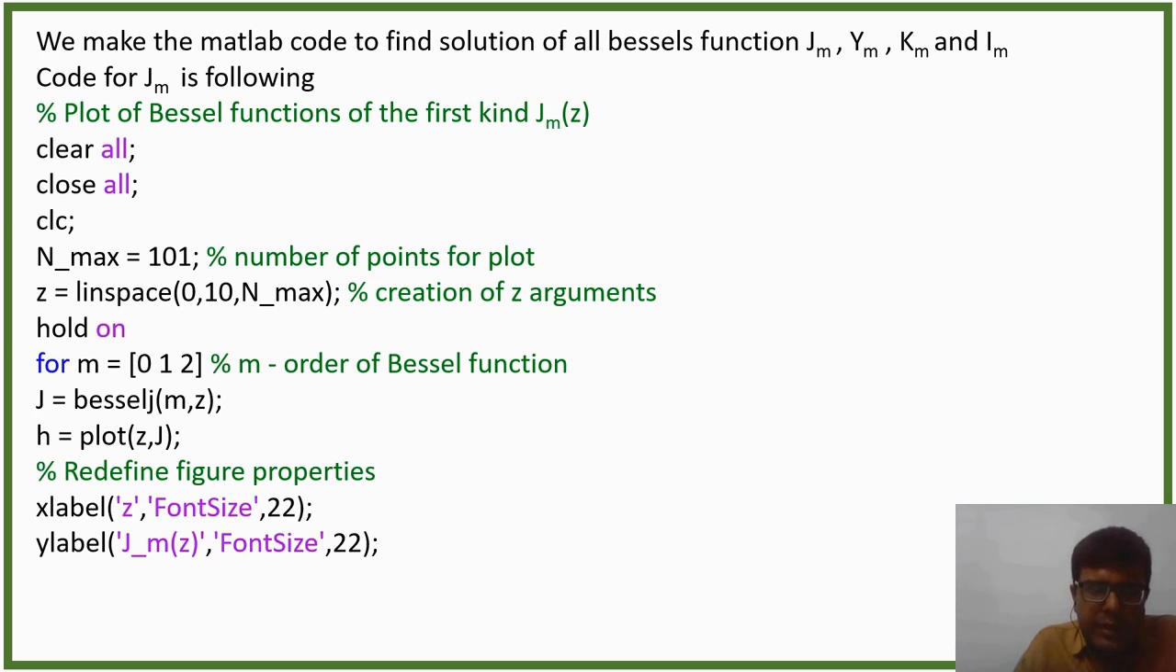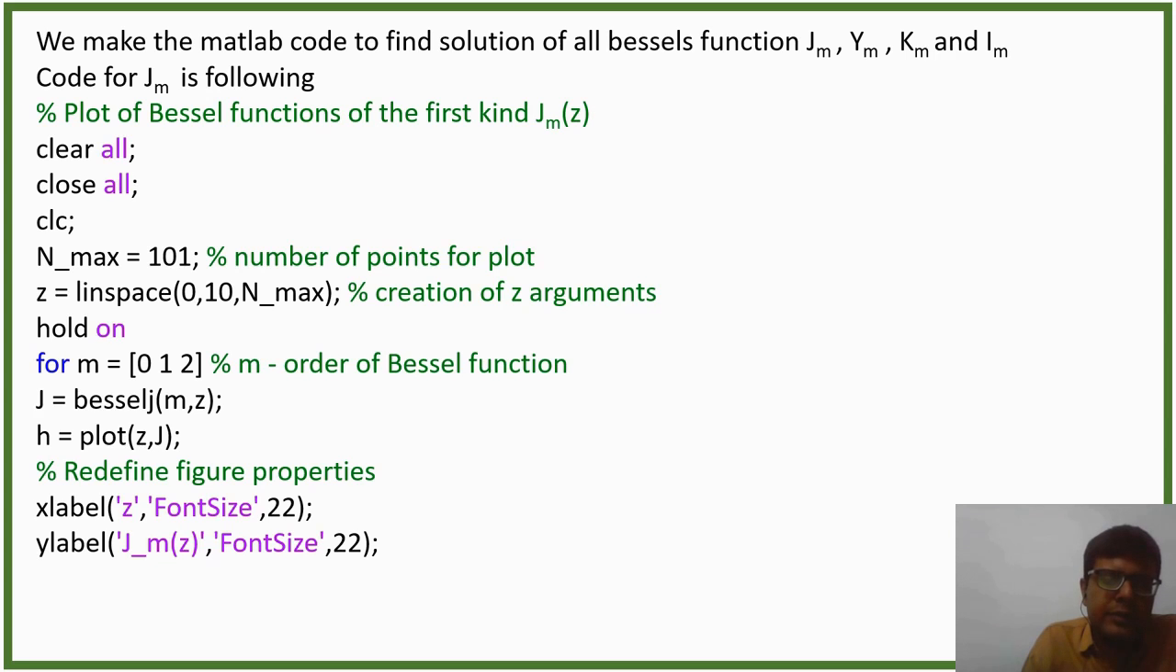We made the Matlab code to find the solution of all Bessel functions Jm, Ym, Km and Im. Code for Jm is the following. We declared the Bessel function of first kind, then close all, clear, clc, and nmax. This is the number of points we want to plot. Then we have declared z equal to linspace. We have taken the initial value, final value, and how many parts we will have to plot by nmax. Then we have applied the hold on.